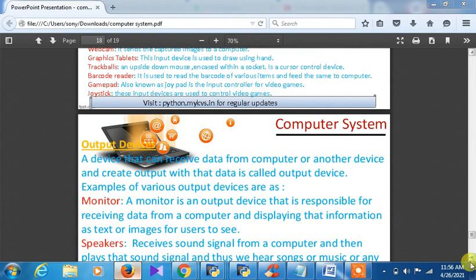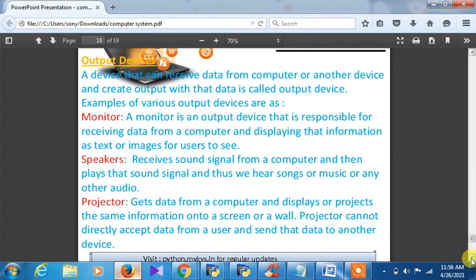And output devices, basically monitor and speakers. Monitors are also known as the visual display unit. Speakers receive the sound signal from a computer and play that sound. Sometimes speakers are used as a device for entertainment. Projector is also there. If you want to see the computer display on a big screen, you can use projectors.